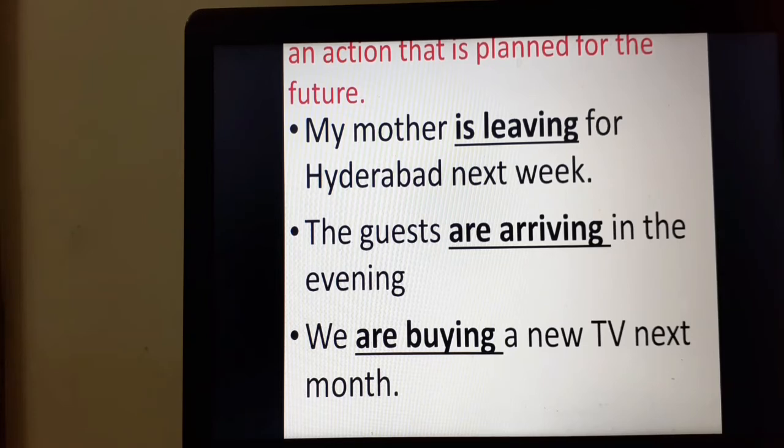An action that is planned for the future. My mother is leaving for Hyderabad next week. The guests are arriving in the evening. We are buying a new TV next month.